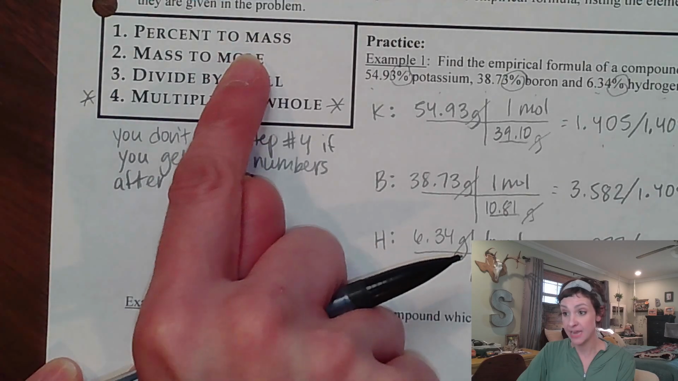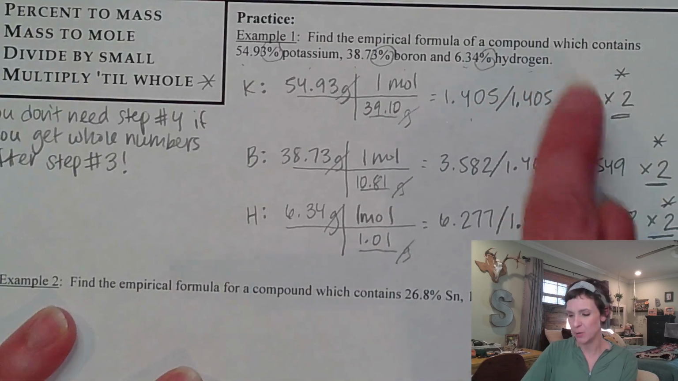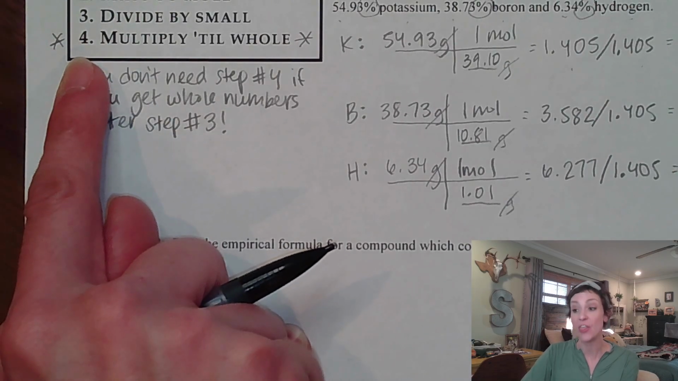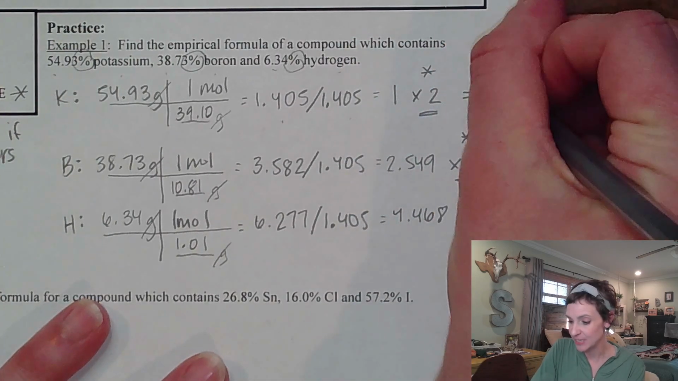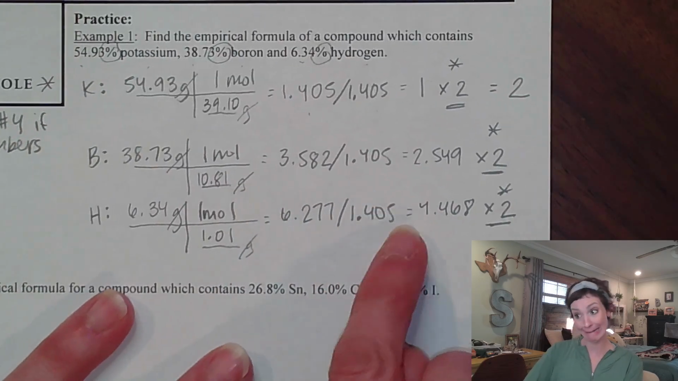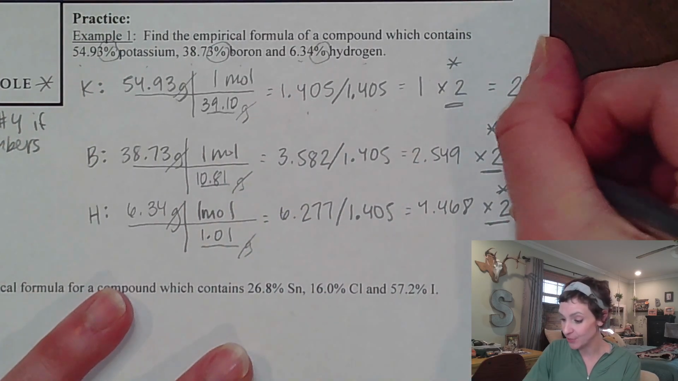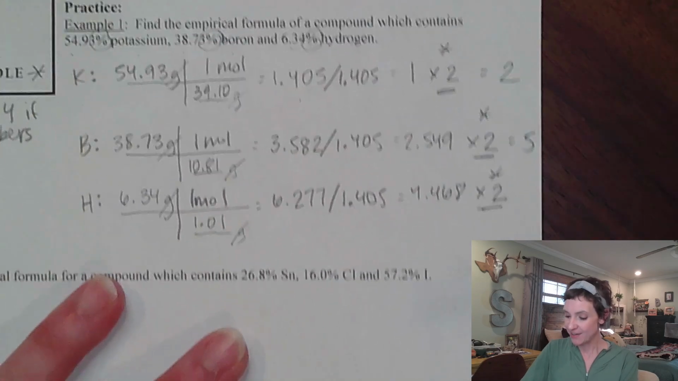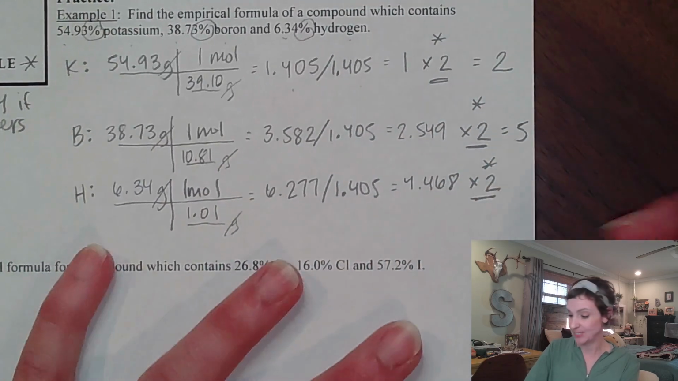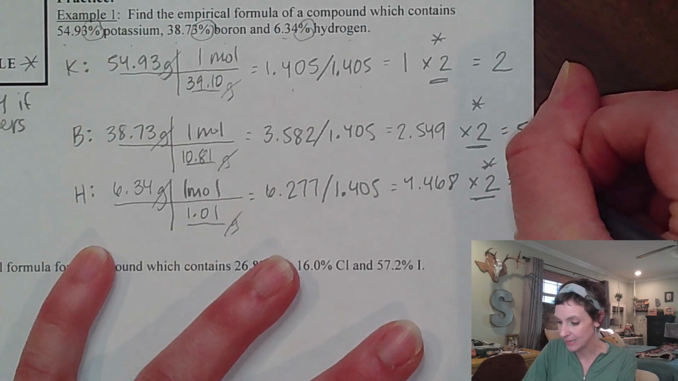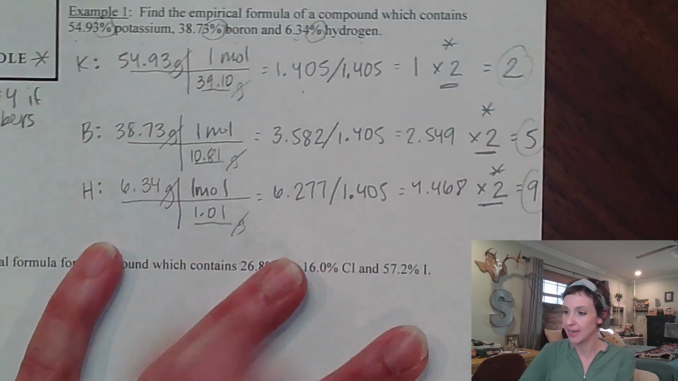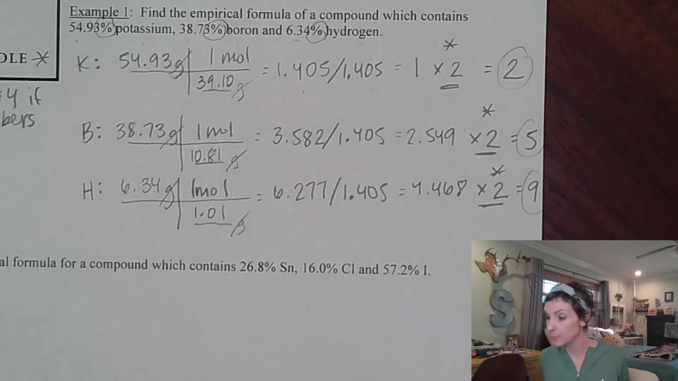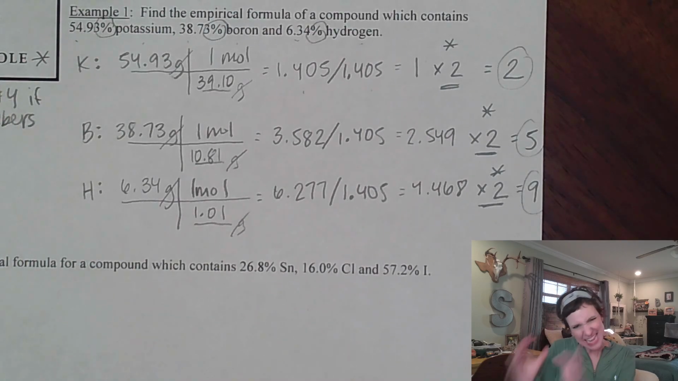Because what we are doing here is a specific thing for step number 4. We did percent to mass, mass to mole, divide by small, and boom, we did not get whole numbers here. So now we are multiplying them till they are whole. So obviously 1 times 2 is going to give you a 2. 2.5 times 2 is going to give you a 5. And then finally, 4.5 times 2 is going to give you a 9, okay? If you wanted to type that out in your calculator, you totally can. If I were doing that, I would be bored. So this is the end goal, to get these whole numbers.